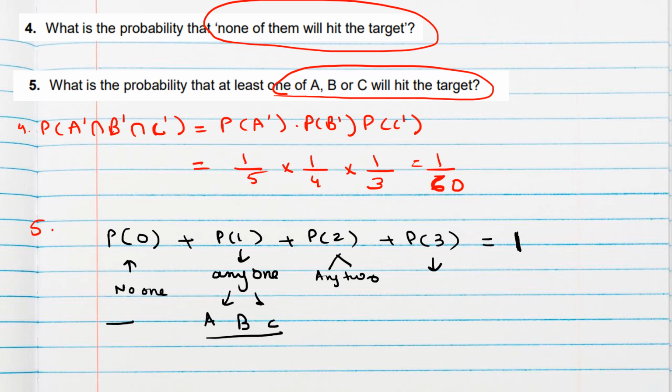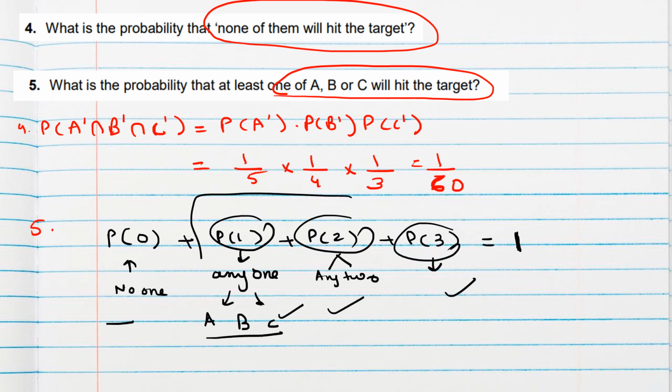Now we should find at least one of A, B or C will hit. At least one means one or more. Okay. So for 1, 3 cases we have to add. For 2, 3 cases we have to add. For 3, 1 case we have to add. Instead of doing that, what we will do, this refers to at least one will hit the target.